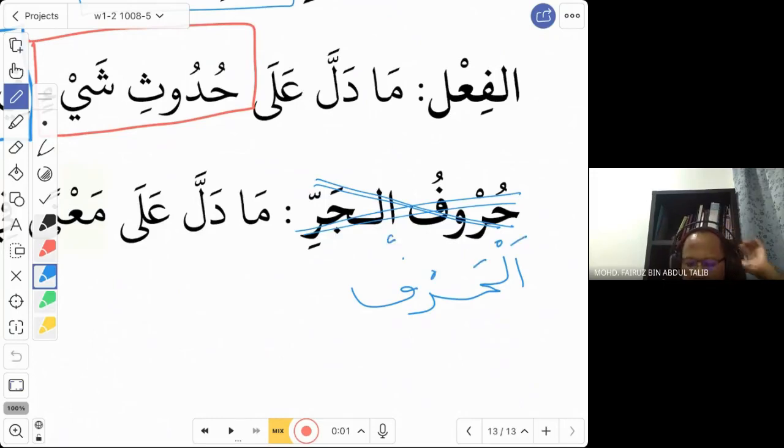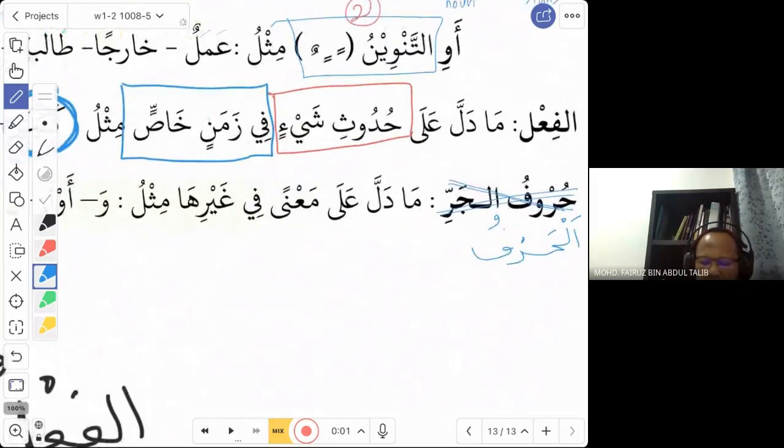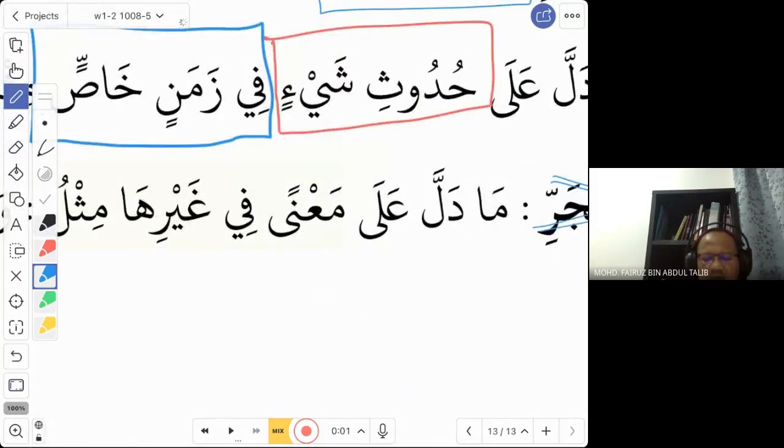So what is al-harf? What is this, the so-called particle? Previously I said that harf is if the word is not a noun, the word is not a verb, then you call it harf. That is one definition. If it is not a noun and it is not a verb, then it should be a harf. But of course, there is another definition. So this is another definition for the word harf.